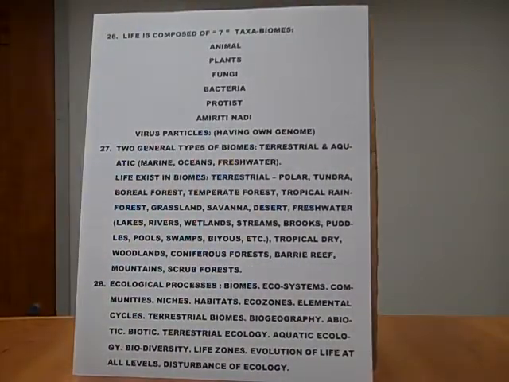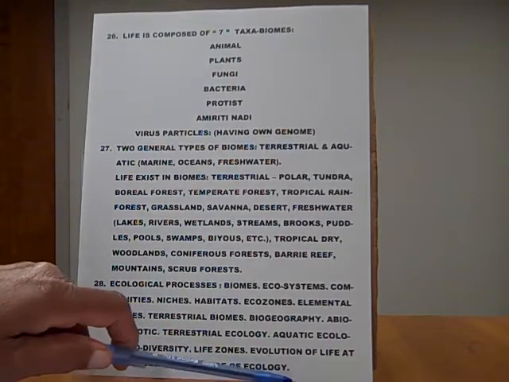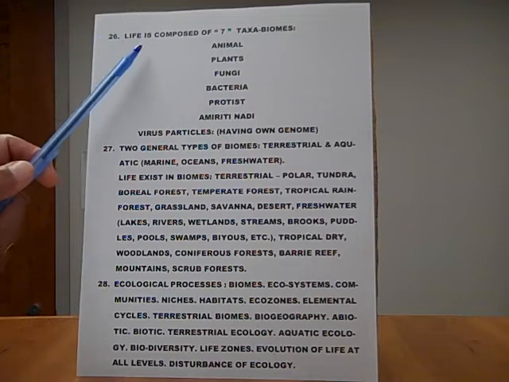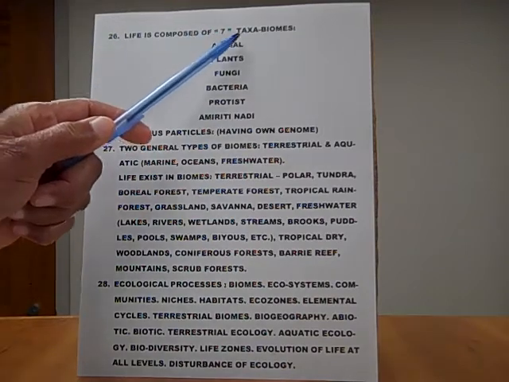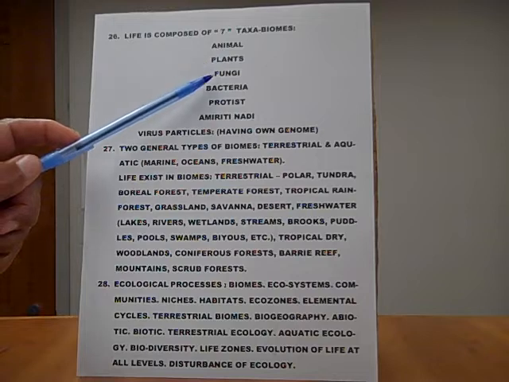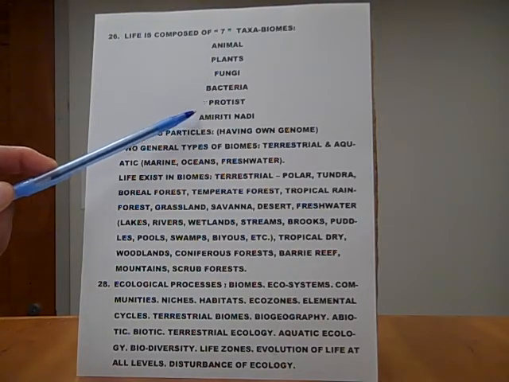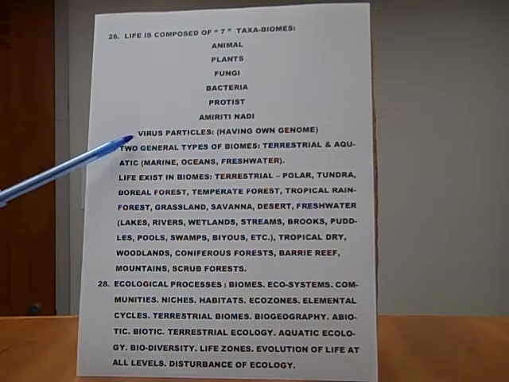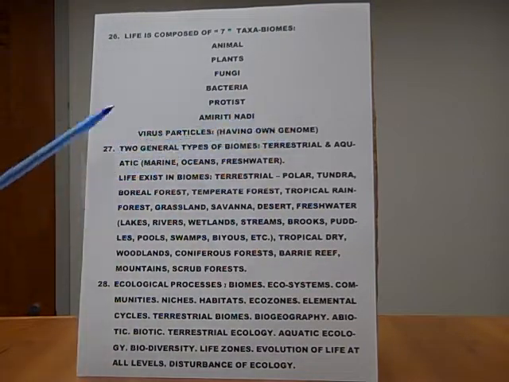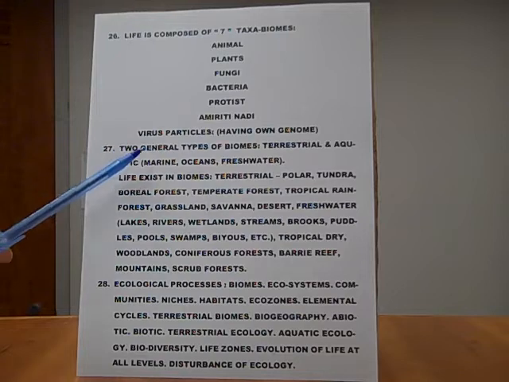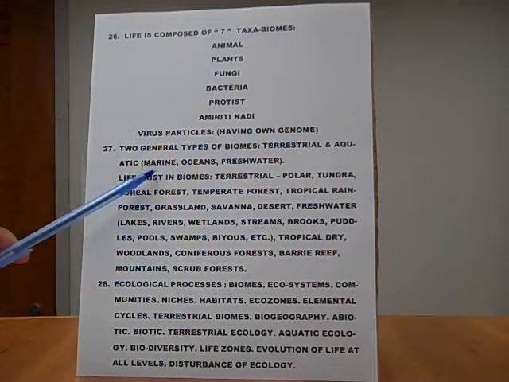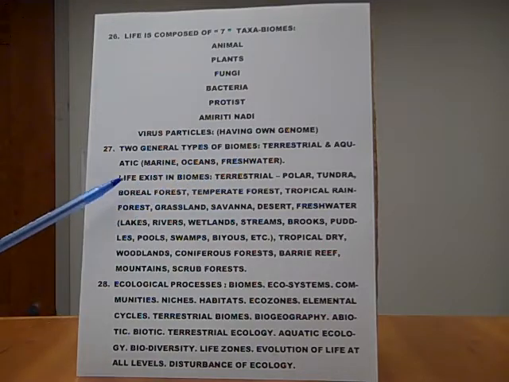Now, let's continue, please. Number 26, life is composed of 7 taxobiomes: animals, plants, fungi, bacteria, protists, Ameritinidae, and virus particles, having their own because they have their own genomes. Number 27, 2 general types of biomes, terrestrial and aquatic, such as marine, oceans, freshwater, etc.